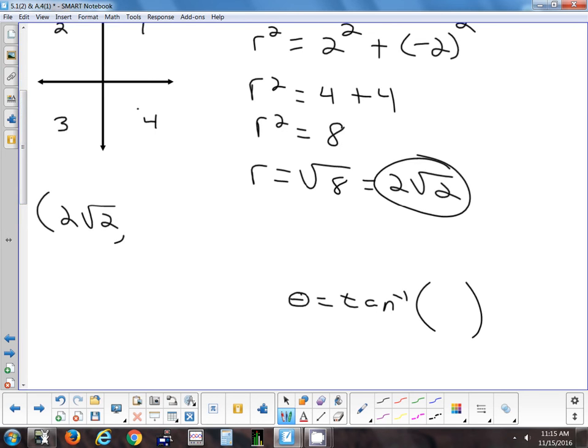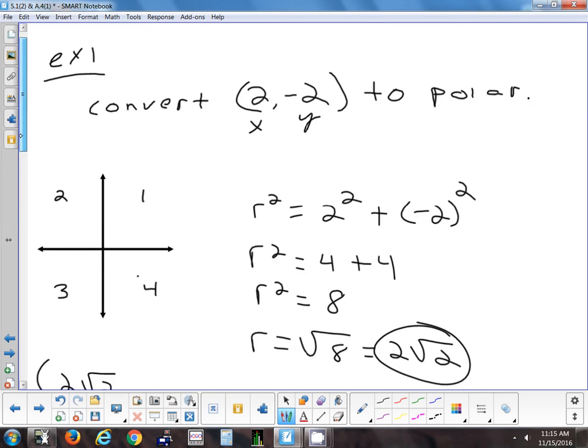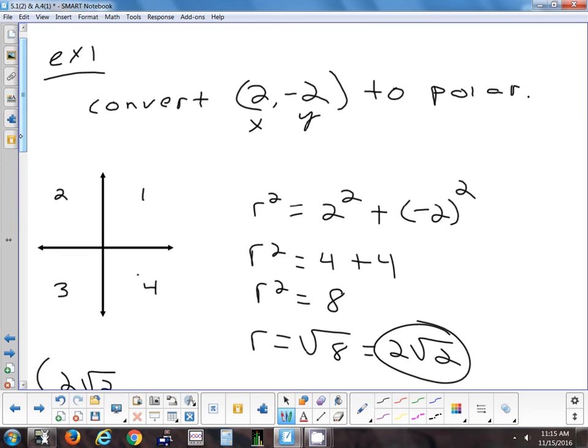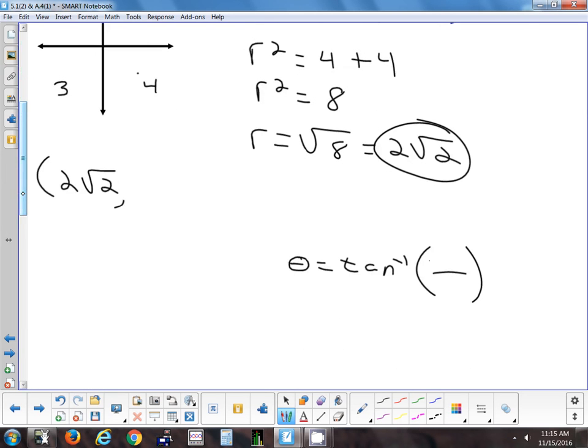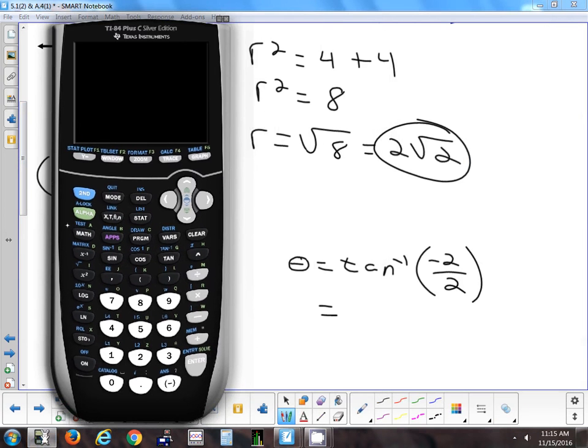Inverse tangent. And now just type y over x. And here the negative is important. Copy exactly what you have for y and x. Okay, so -2 over 2. So I'm really going to be taking the inverse tangent of what number? -1. Okay, and as I said, I always do it in degrees first.